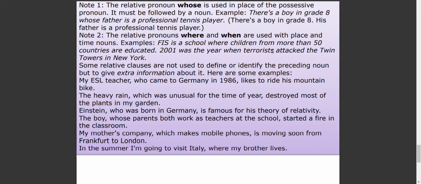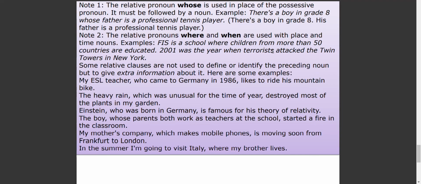Okay, here we have a note. The relative pronoun whose is used in place of a possessive pronoun. It must be followed by a noun. Example, there is a boy in grade 8 whose father is a professional tennis player. There's a boy in grade 8. His father is a professional tennis player. Note 2. The relative pronouns where and when are used when the noun refers to place and time.